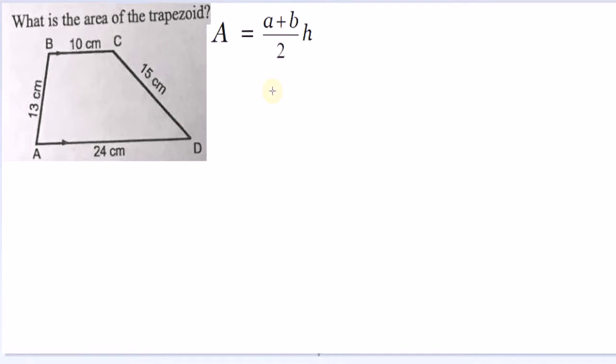The formula is very simple. A plus B over 2 times H. And in this case, A is going to be this top side here, which is 10 centimeters. B is the bottom, which is 24. And we don't know H. We have to find it. H is going to be the height from the top line to the bottom line.